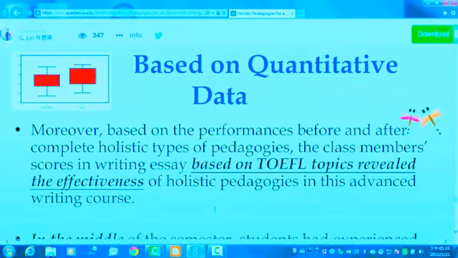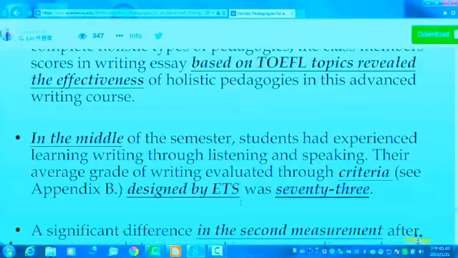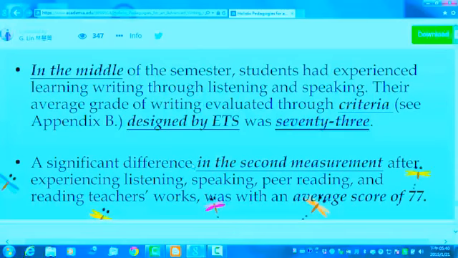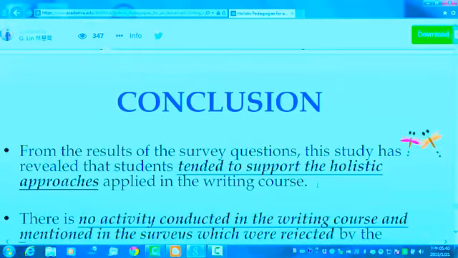And based on the quantitative data, moreover, based on the performances before and after the complete holistic type of pedagogies, the class members' scores in writing essays based on TOEFL topics reveal the effectiveness of the holistic pedagogy in this advanced writing course. In the middle of the semester, the students had experienced learning writing through listening and speaking. Their average grade of writing evaluated through criteria designed by ETS was 73 points. A significant difference appeared in the second measurement, after experiencing listening, speaking, peer reading, and reading teacher scores, with an average score of 77.